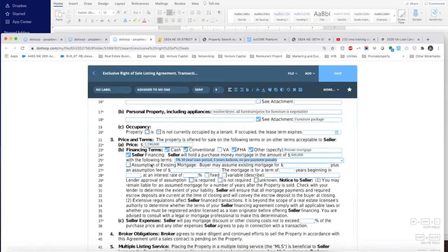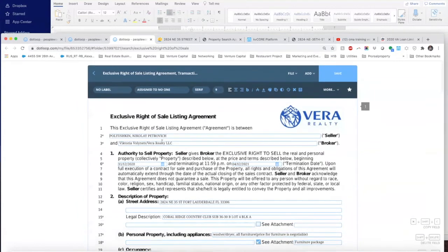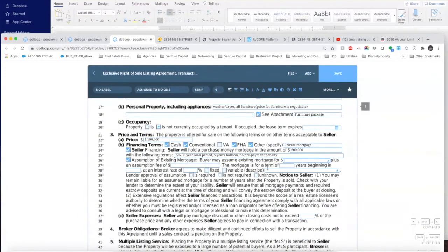Assumption. If there is an existing mortgage, the new buyer can assume it. Again, we can open it up as an option. For this property, we have a mortgage on it, so basically a new buyer can assume it. But these details need to be verified with the current note holder, with the bank, to see how exactly it can be done. So without talking to the bank, this is not an option.